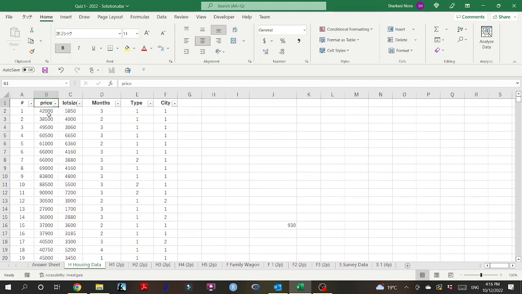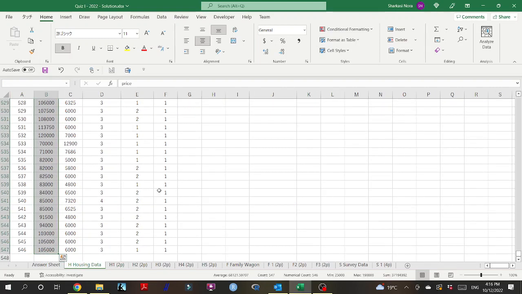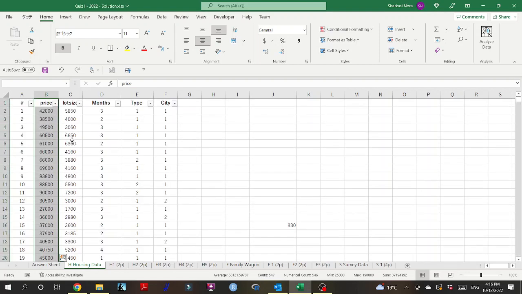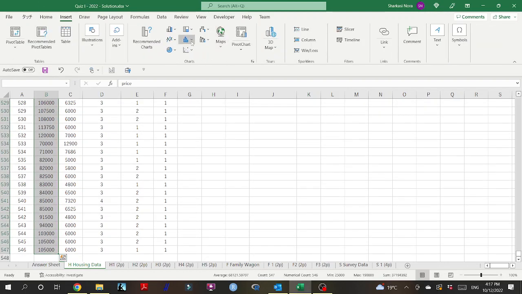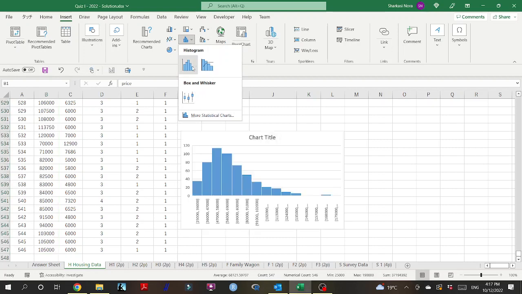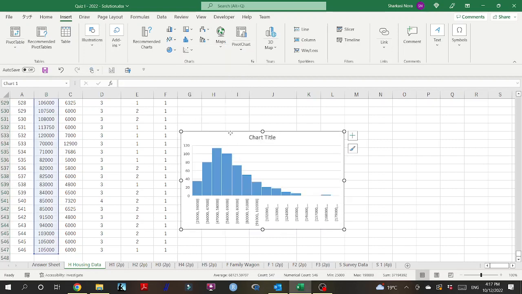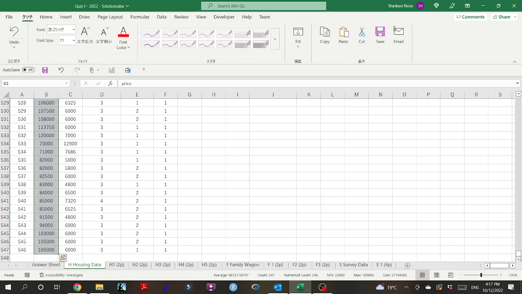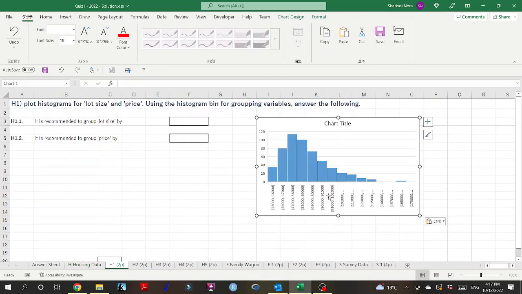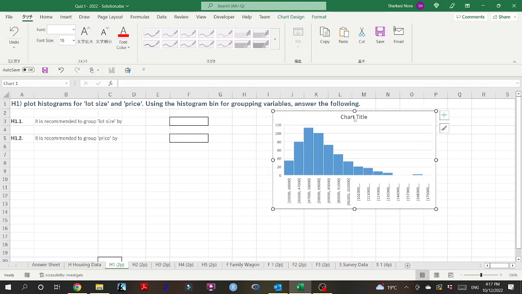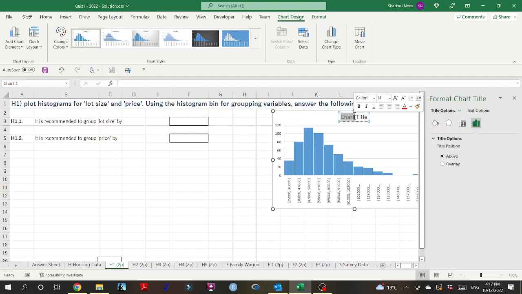In any case, plot the histograms for lot size and price. So basically it's easy. First, the price. You select the price by selecting this cell, holding down Control and Shift and the down arrow, and then go to Insert, and over here you have histograms, as you can see, and this is the histogram. So this is the first histogram, and this histogram is for the price.